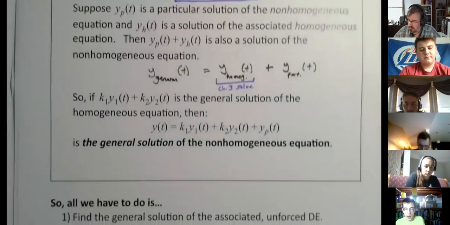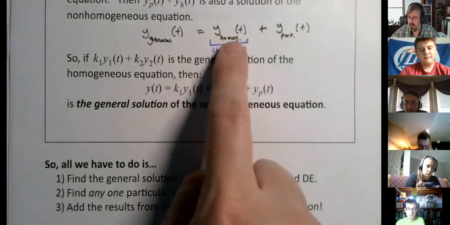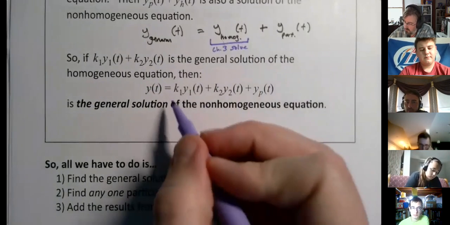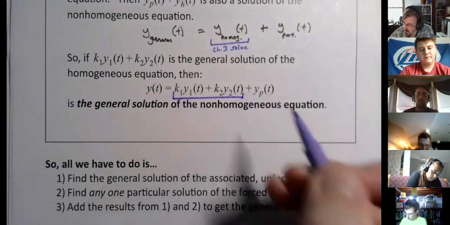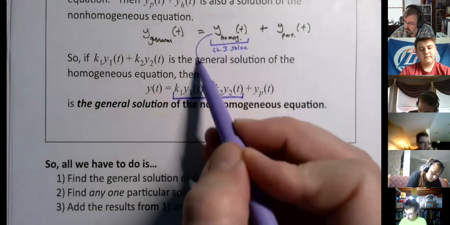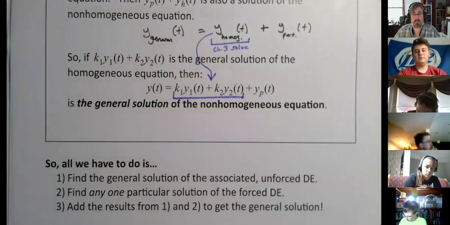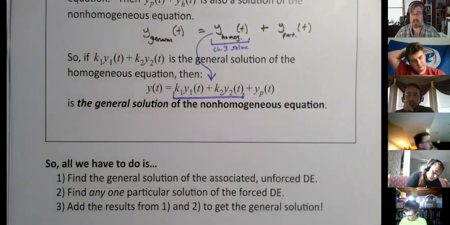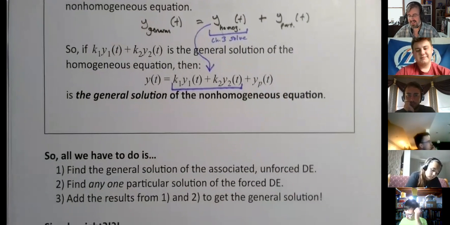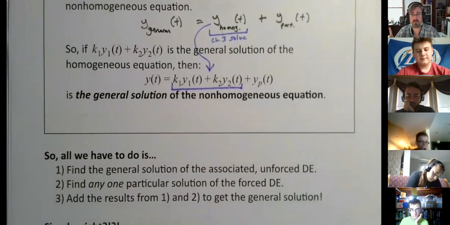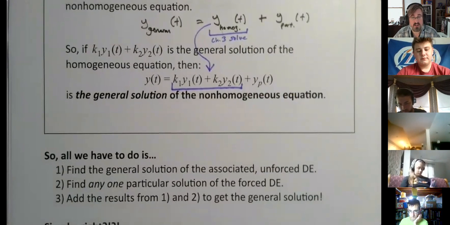So in the end, if this thing right there, the homogeneous part, is all of this stuff right there, then all we have to do is figure out what that particular solution is, and we're home free. So at the bottom of the page, you'll see, first step, we find the general solution for the associated unforced differential equation, the homogeneous part. Step 2, find any one particular solution. Step 3, add them together. And you're done. It's that easy.